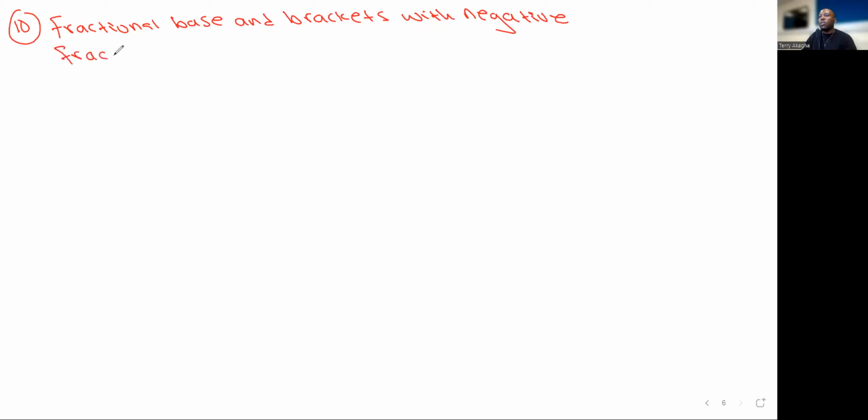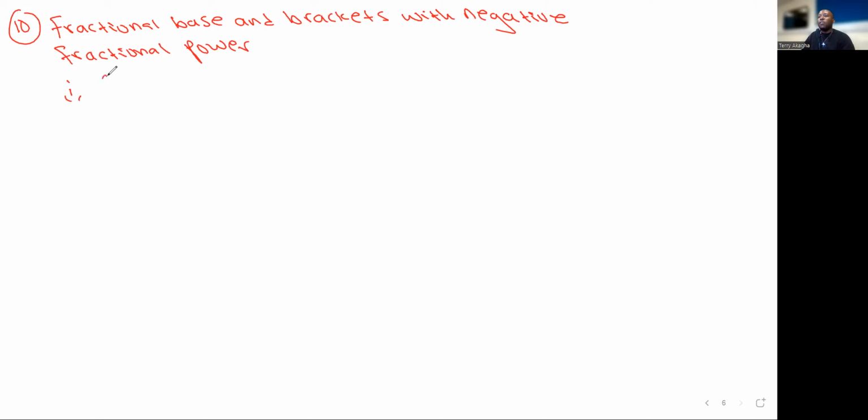Number 10. Number 10 is called the fractional base and bracket with negative fractional power. Okay, so this is what I call it, the fractional base and bracket with negative fractional power.